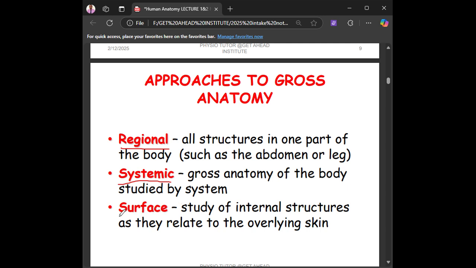Then we have surface anatomy, the last approach when it comes to gross anatomy. So this kind of approach basically studies internal structures as they relate to the overlying skin. In other words, surface anatomy examines both superficial anatomic markings as well as the internal body structures as they relate to the skin that is covering them.